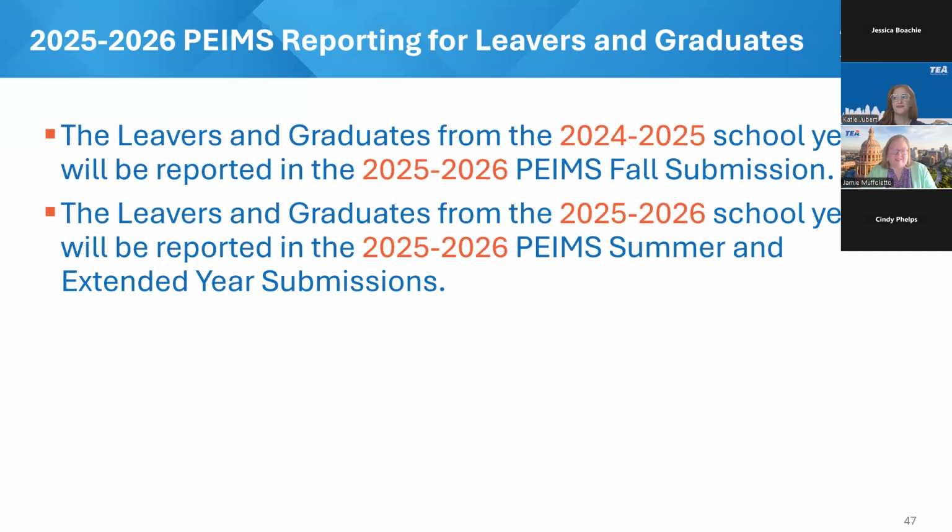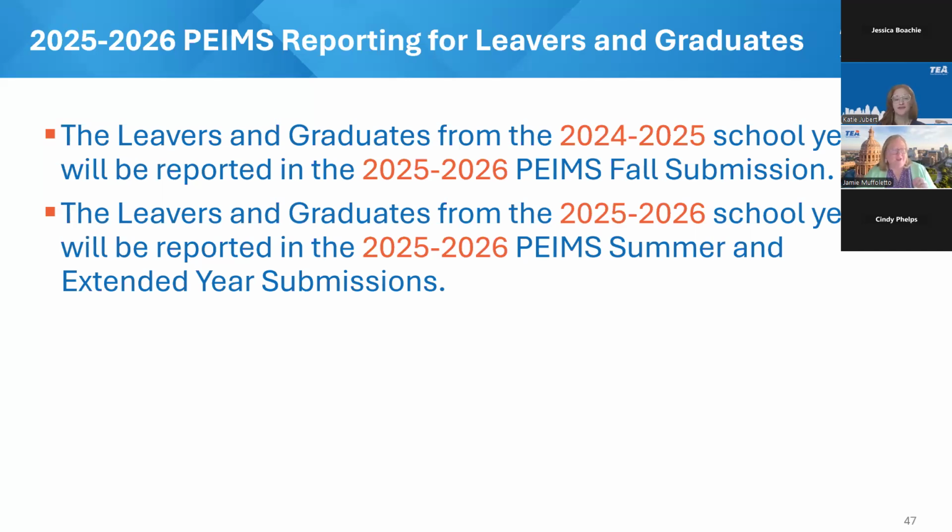That is now being moved into the 25-26 PEIMS summer and extended year submission. So finally, you will be reporting all of your kids in the same year they left or graduated. By the close of this school year, we will close out the year. Your kids will be reported. Everything will be coming in. It's an exciting time to not have to wait almost 6 months to find out who the leavers and graduates are for a district. So that's kind of the high level of what is happening.